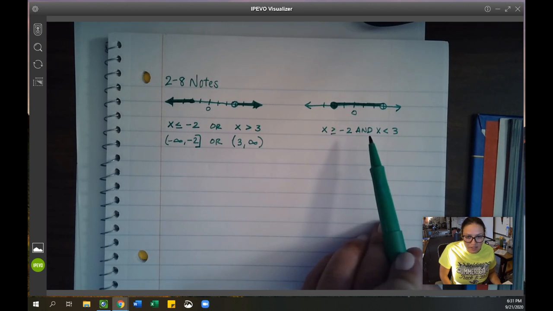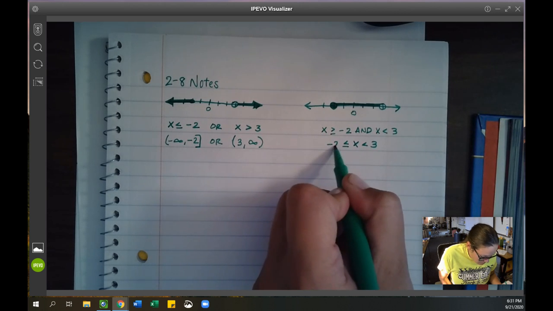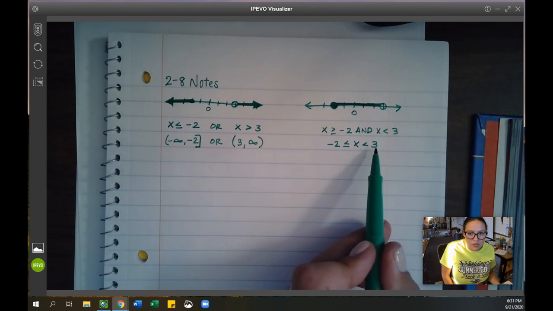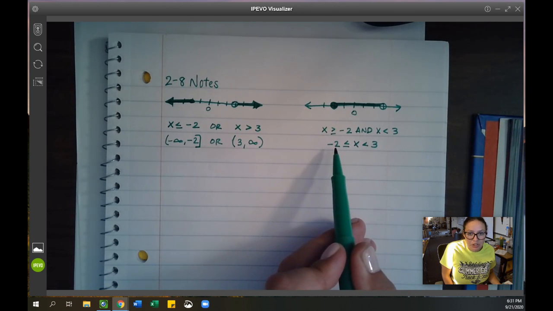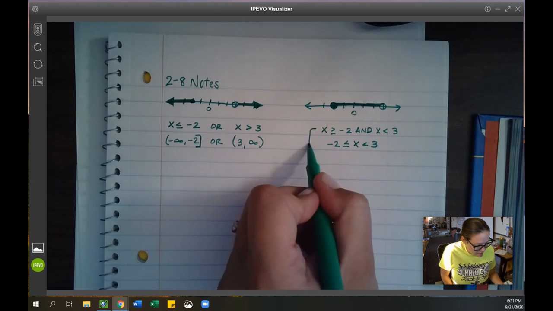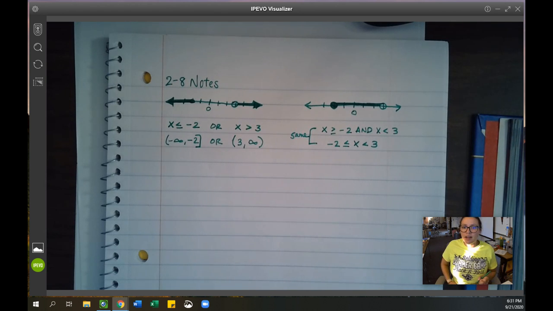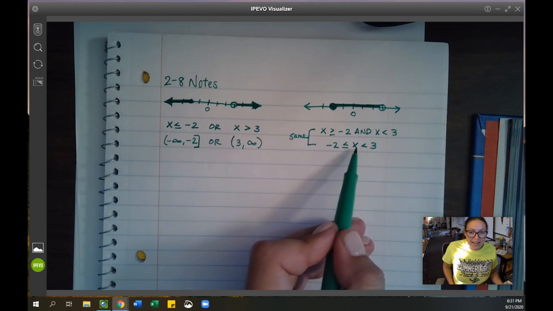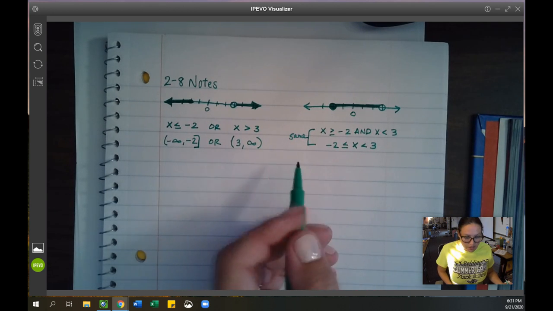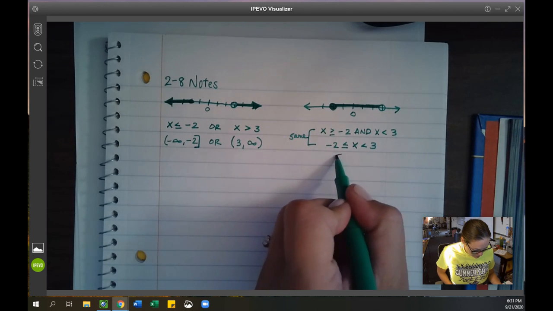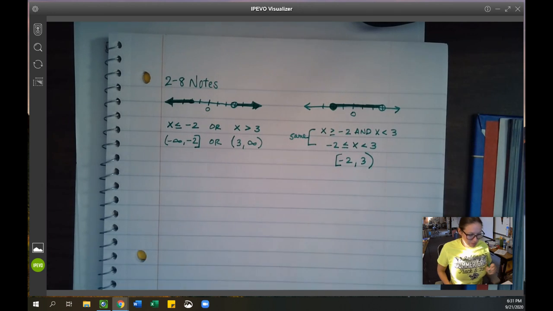Now, another way you'll see this written is like this. Basically saying x is less than 3, and it's greater than -2. So these two things are the same. They say the same thing. The way that I think about it is x is between -2 and 3. Now, how does this look with interval notation? Well, I'm including -2, and I'm going up to 3, but not including it.